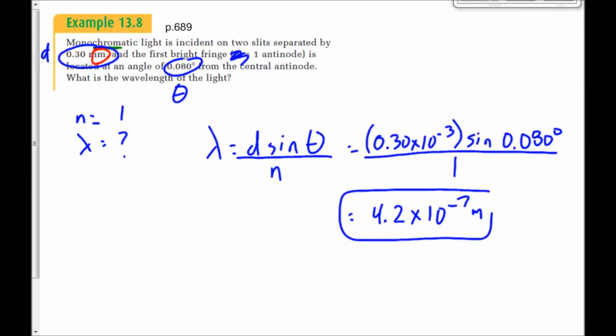Be careful there. And the mistake that she made was that she was in radian mode, right? That's a really easy mistake to make, especially when you see an angle that's that small, because it kind of makes it look like radians when you see a number that small.